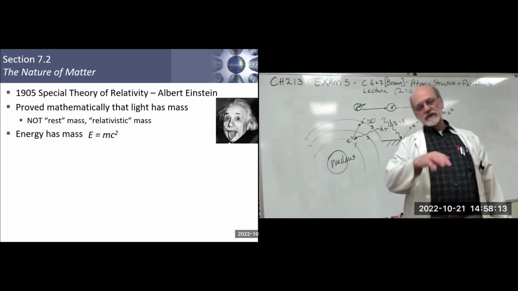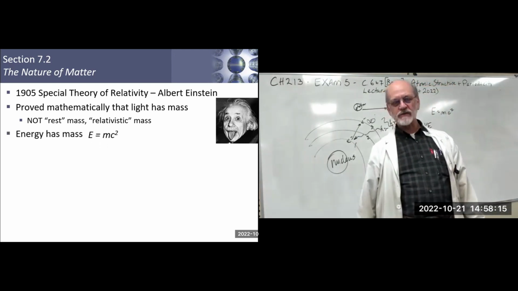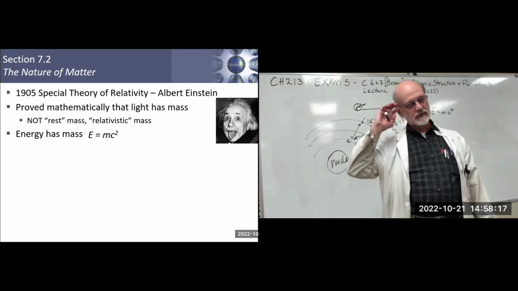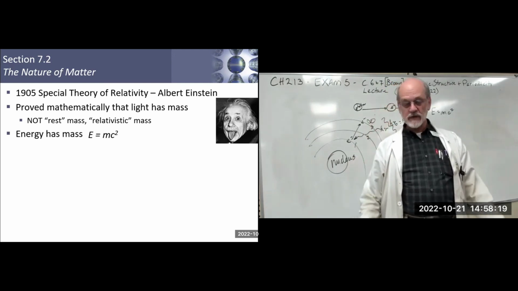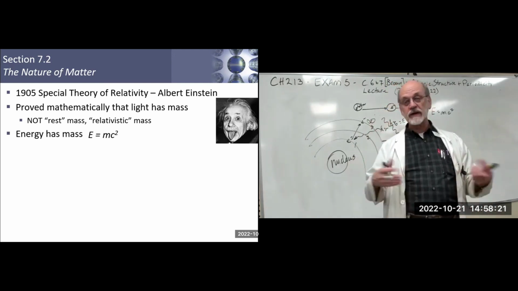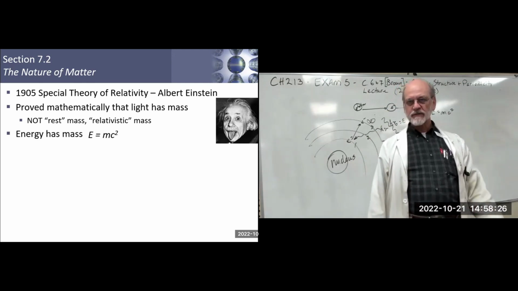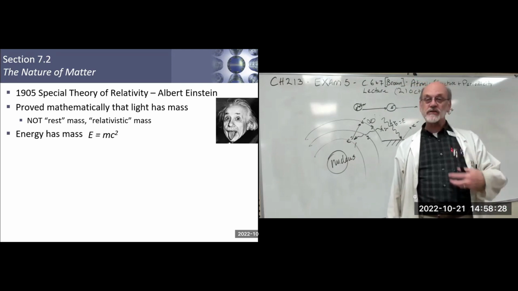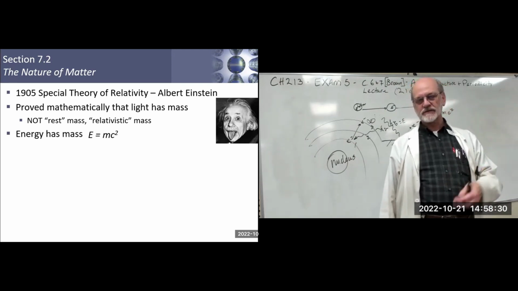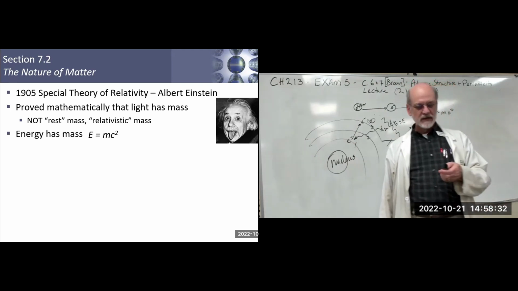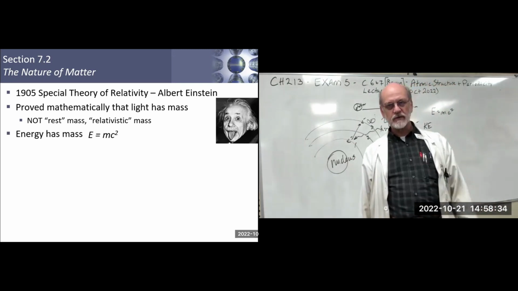I won't go into the nuances of rest mass versus relativistic mass, but they are slightly different. In other words, I'm standing right here and I'm theoretically not moving. So I have a rest mass. But if I'm moving at a significant fraction of the speed of light, I have a different mass, a relativistic mass. And that's what we're talking about with electrons.